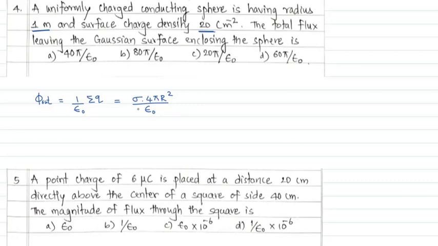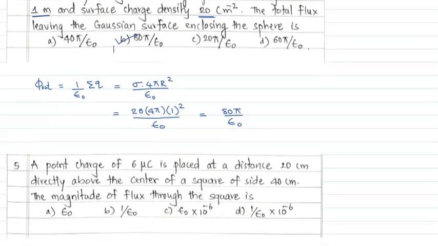Now substitute the values he has given. Sigma he has given as 20, into 4 pi into r, which is 1, square, divided by epsilon naught. So we will have the answer as 80 pi divided by epsilon naught. So option B is the answer.